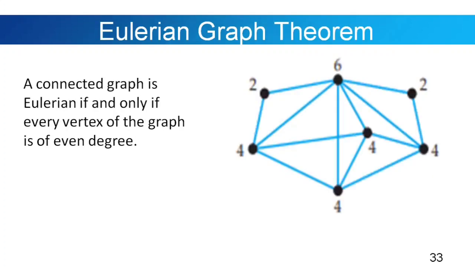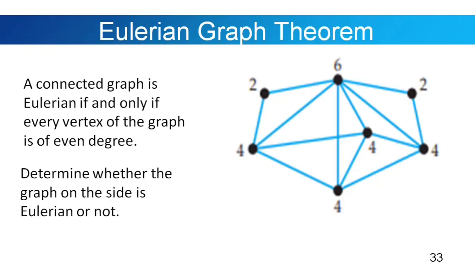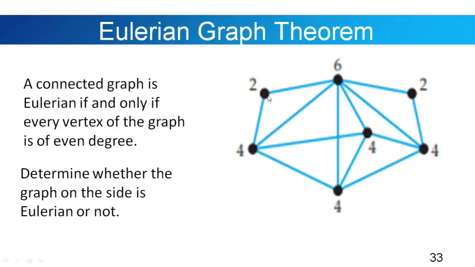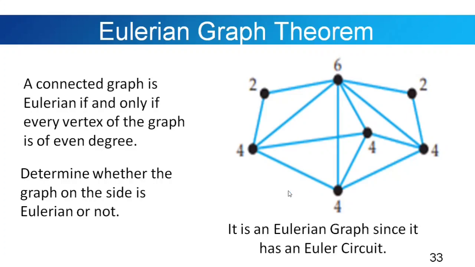Eulerian graph theorem. It states that a connected graph is Eulerian if and only if every vertex of the graph is of even degree. Determine whether the graph on the side is Eulerian or not. By examination, all of the vertices are of even degrees. Thus, we can say that this is an Eulerian graph since it has an Euler circuit and all the vertices are of even degrees.